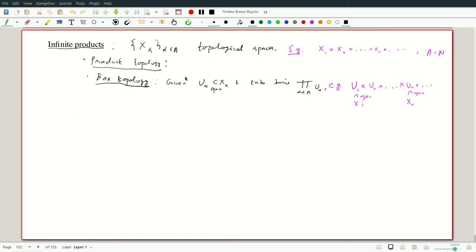Product topology, instead we abstract the property of the product topology in the finite case, and the key property is the projection maps are continuous, and that's all in a sense. So this is the initial topology such that P alpha, which I'll define in a moment, are continuous. And we can have other characterizations as well, as we will see. So now we'll leave this aside and focus on the product topology.